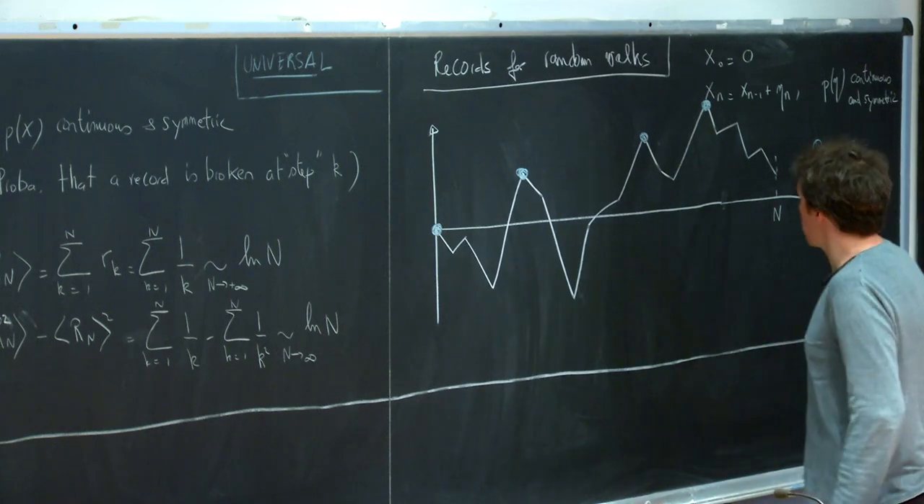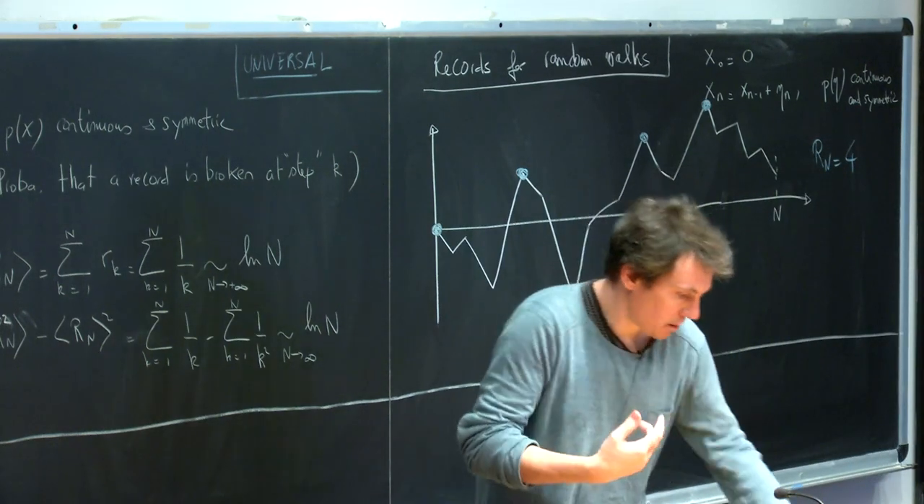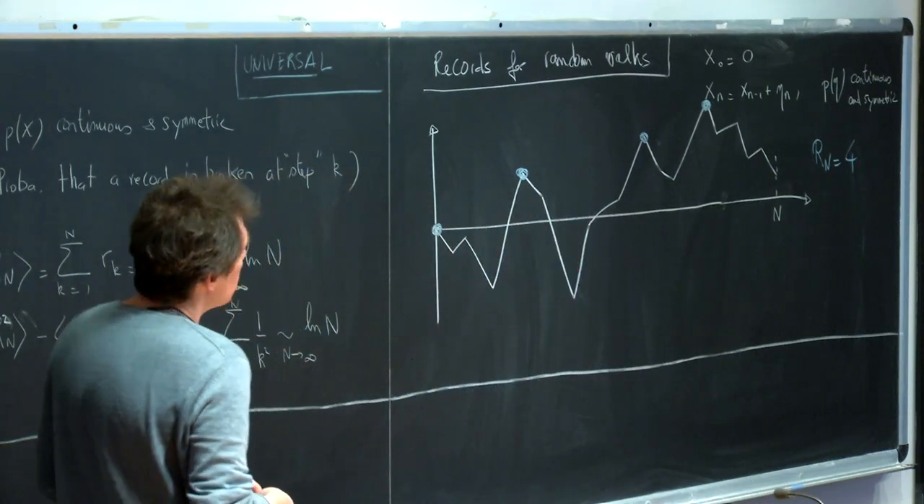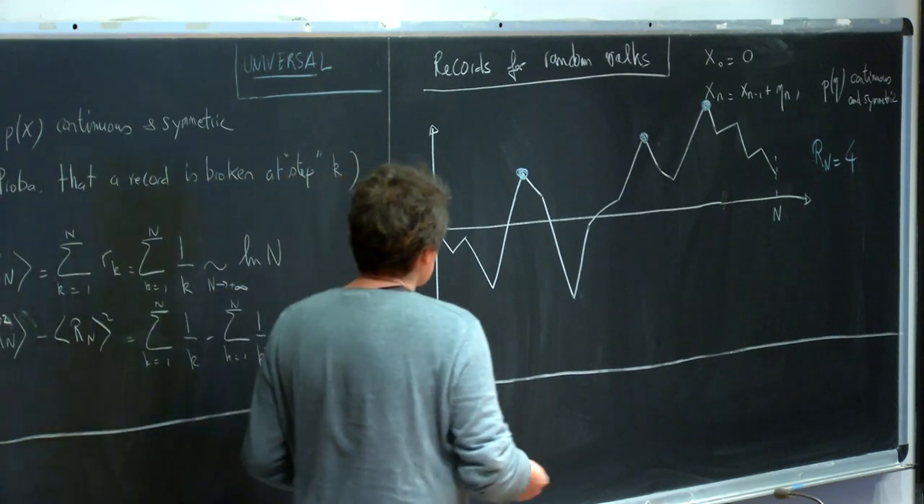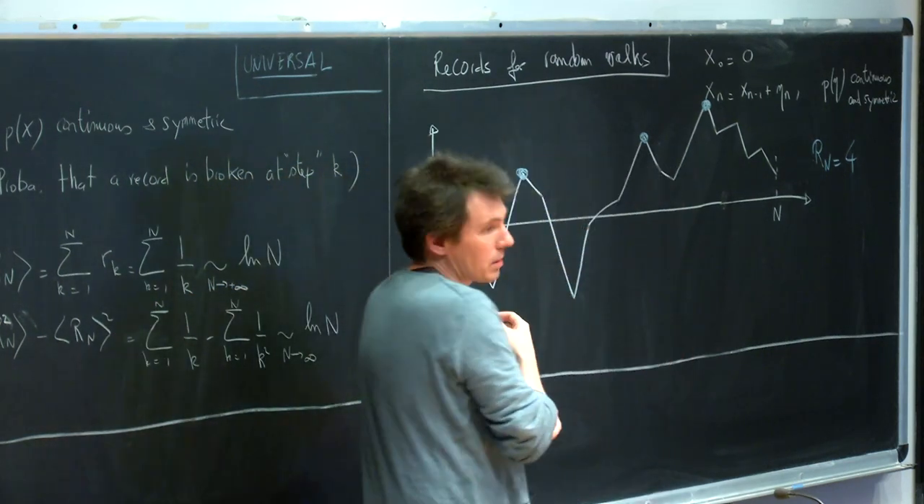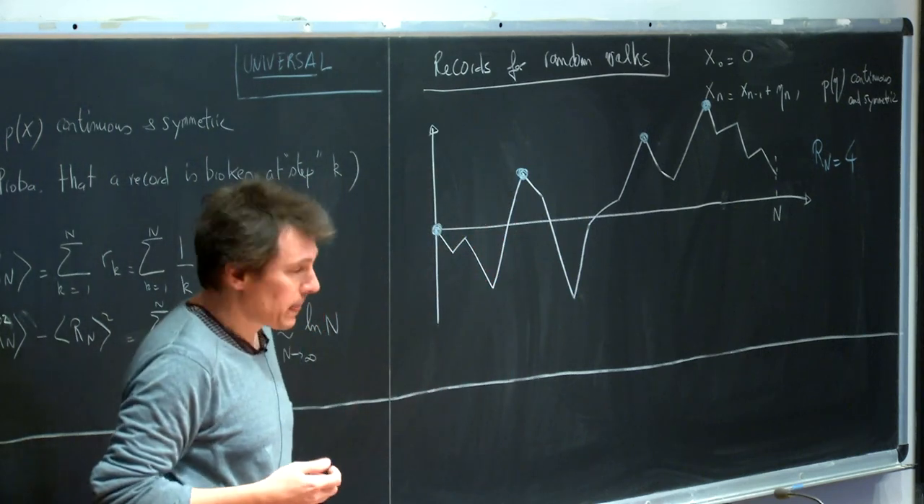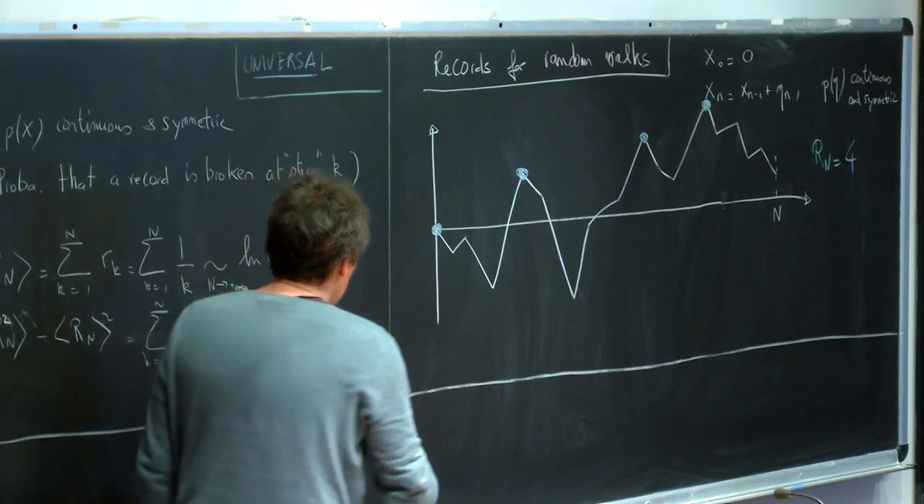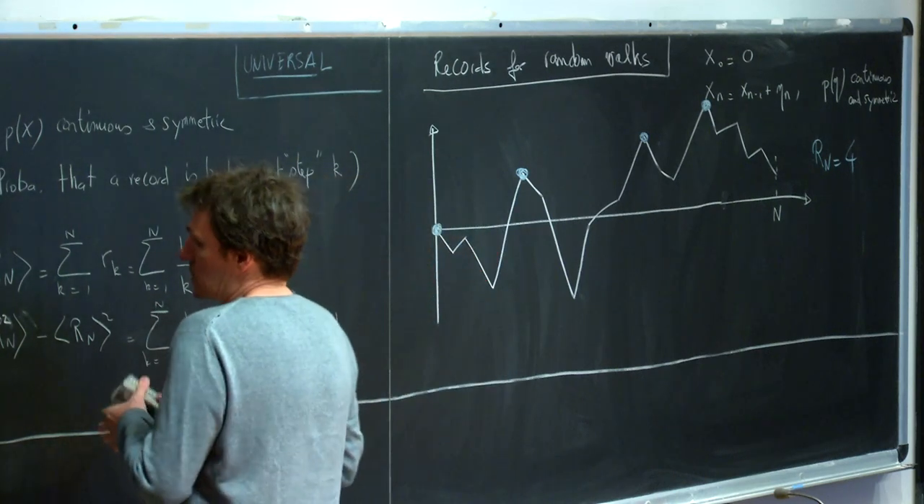So again, I would like to say something about the statistics of the number of records. Okay, so let's try to focus on that. And if I have time, I will also try to say something about the ages of the records. You remember that was another observable that we were interested in. But let's try to focus on the number of records for this.